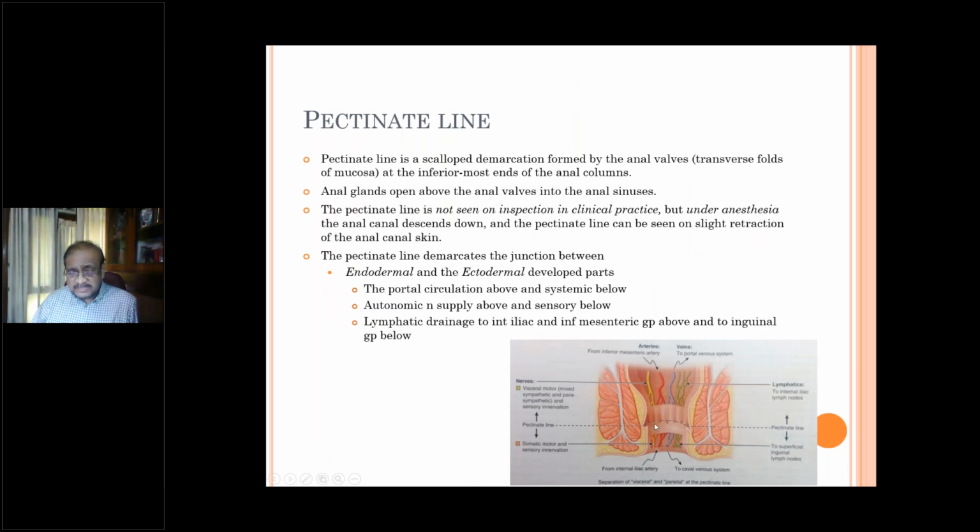Let's look at this figure. This is basically the pectinate line. So this is a demarcation formed by the anal valves in the adult. So in adults, how do you know this is the pectinate line? We'll find valves out here, and you'll find crypts out here.